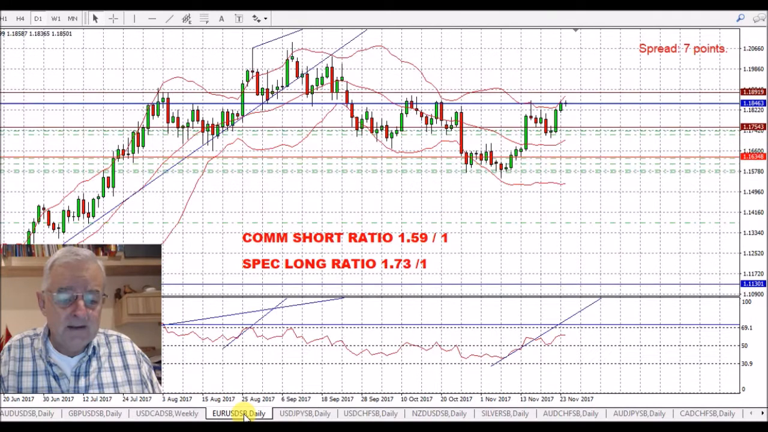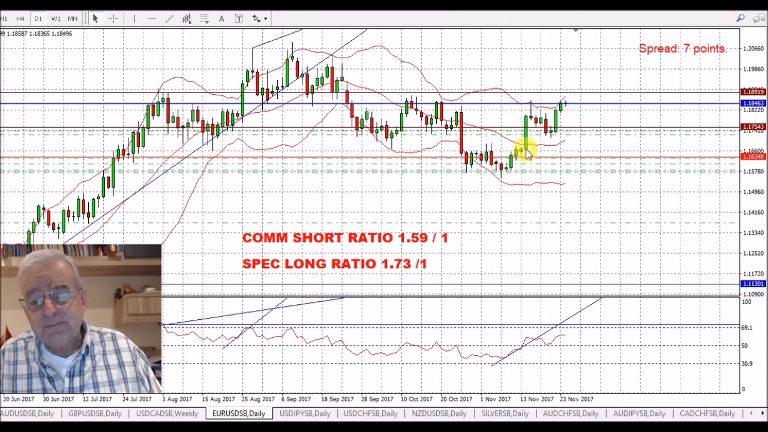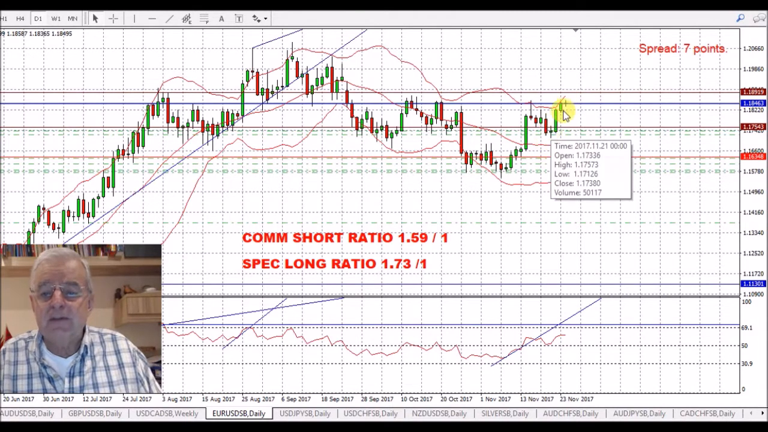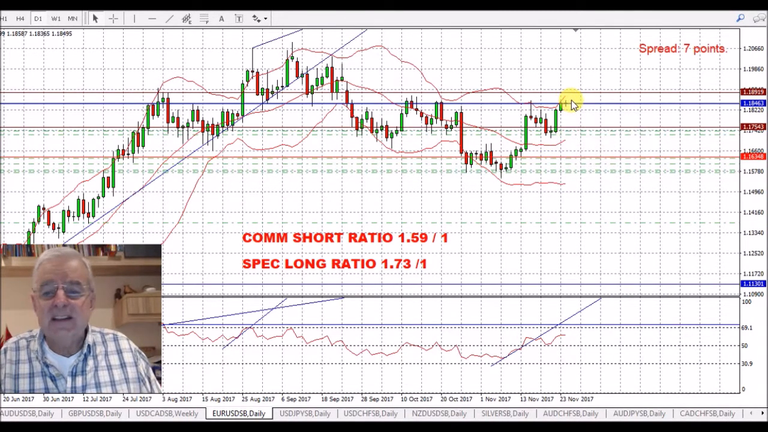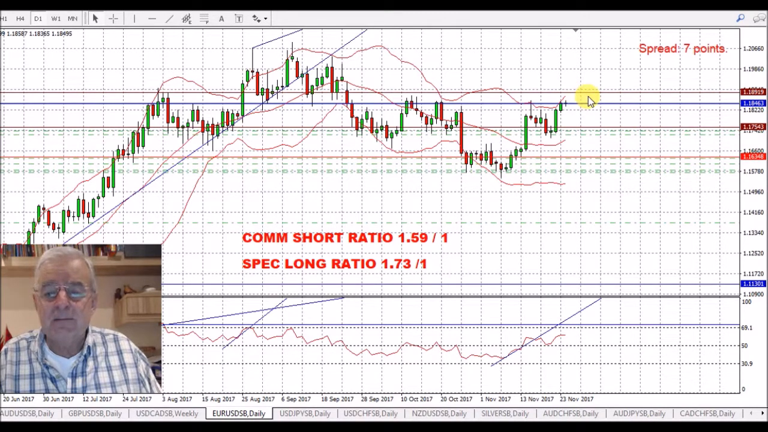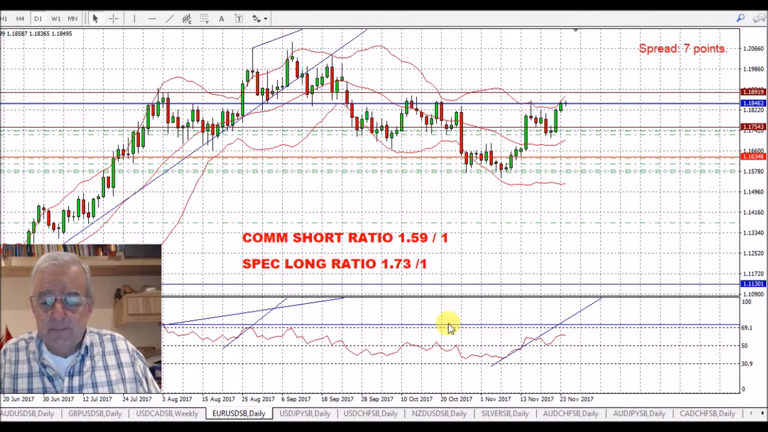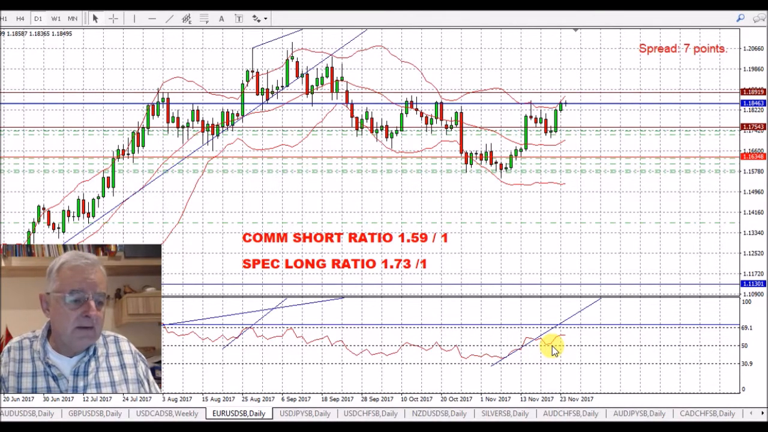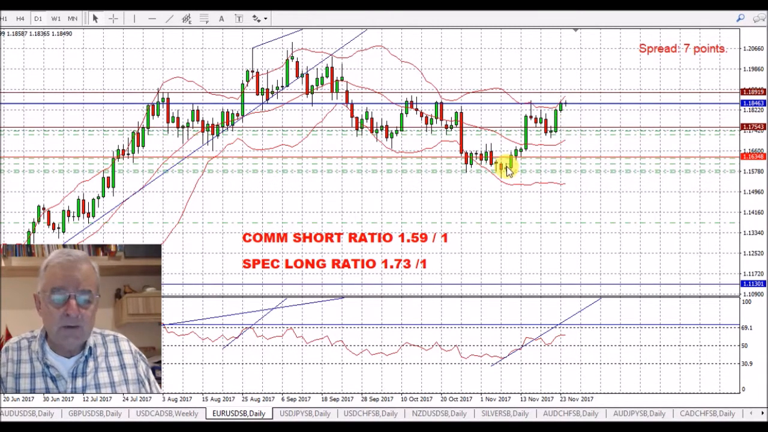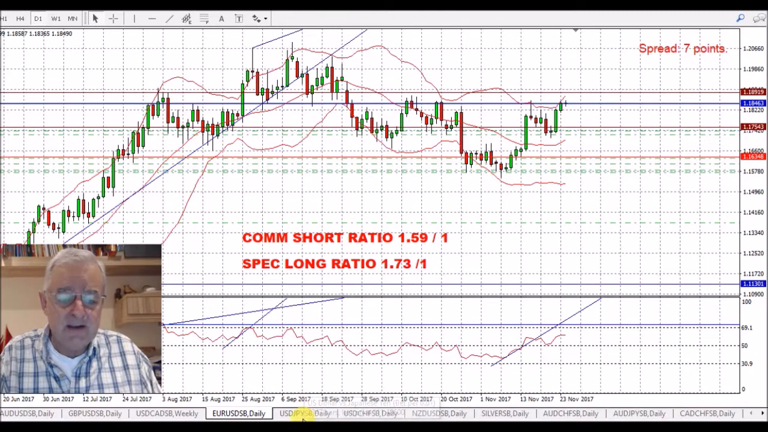Euro dollar, we've seen a little bit of a rise the last few days. I think this is going to fade. It's coming up to fairly heavy resistance at the moment, so we'll see where that goes. We're well above the 50 and we've gone flat, so it does look a bit like it's stalling, and we'll see how that goes.